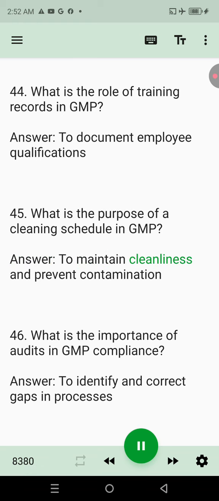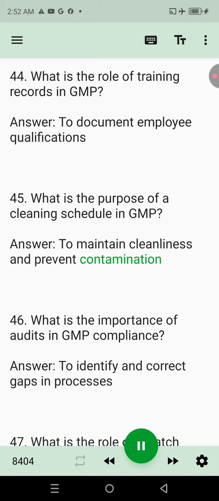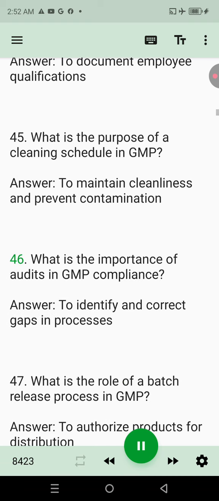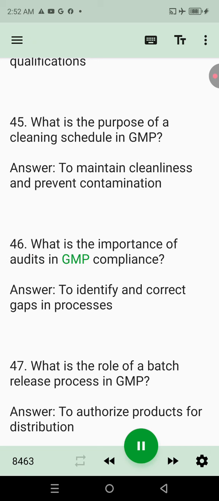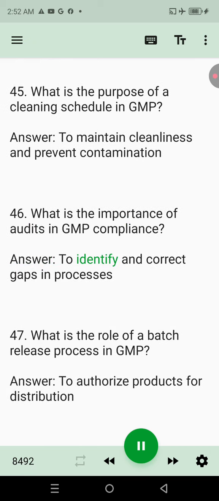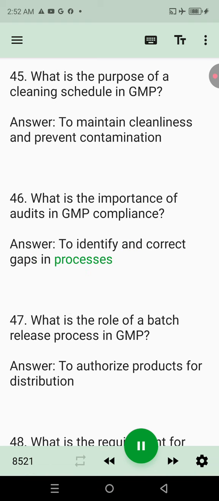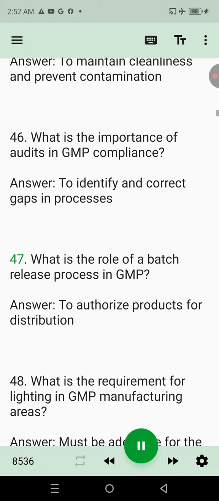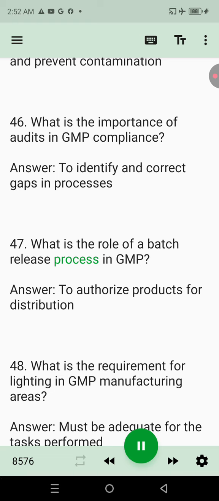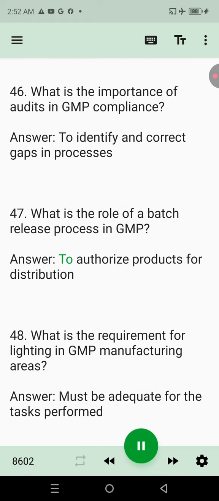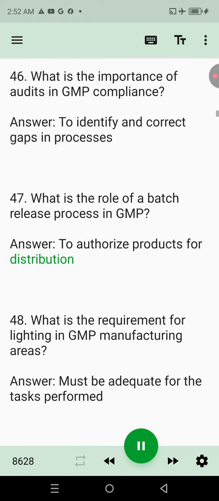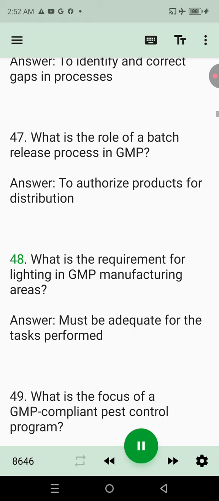Answer: to maintain cleanliness and prevent contamination. 46. What is the importance of audits in GMP compliance? Answer: to identify and correct gaps in processes. 47. What is the role of a batch release process in GMP? Answer: To authorize products for distribution.